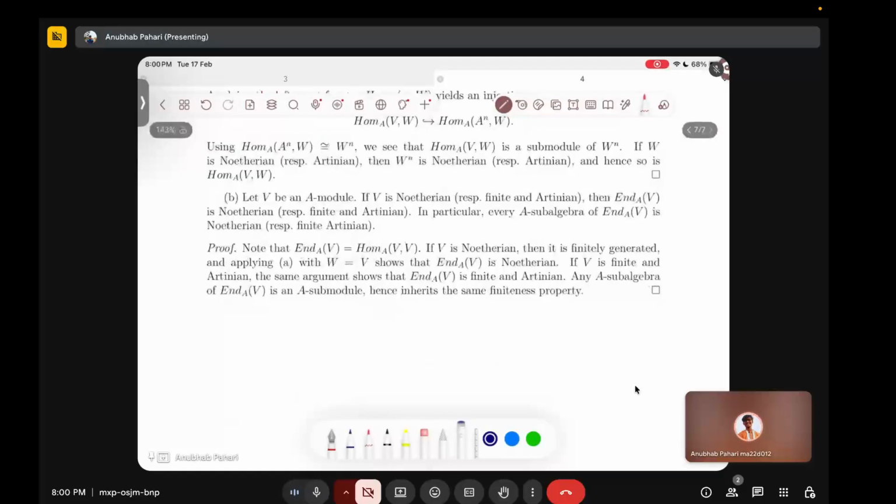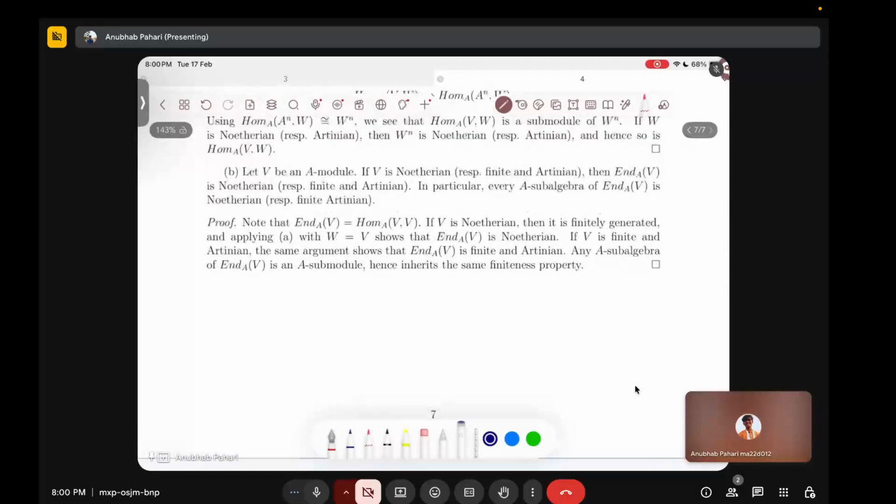Now let us move on to the last problem of the day. Let V be an A module. If V is Noetherian, then the endomorphism ring of V is Noetherian, also respectively finite and Artinian if V is finite and Artinian, and in particular every A subalgebra of the endomorphism ring of V over A is Noetherian, respectively finite and Artinian.